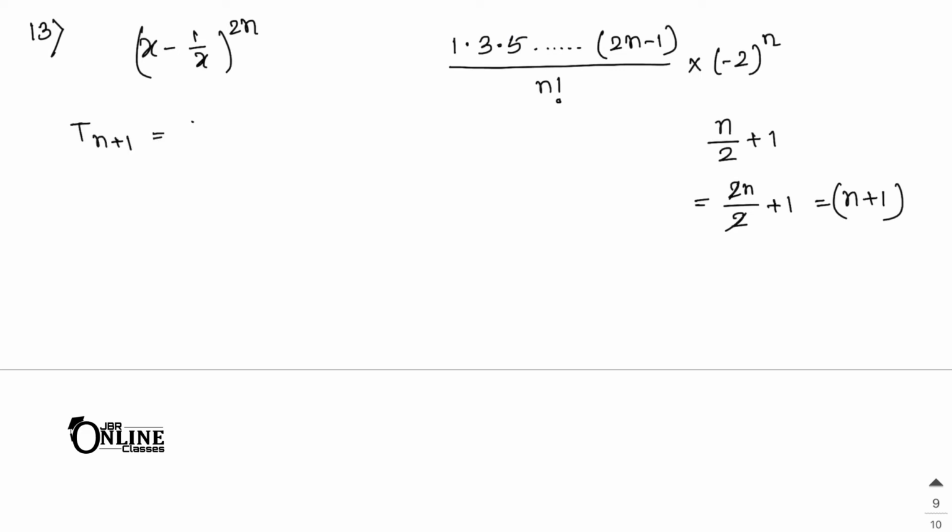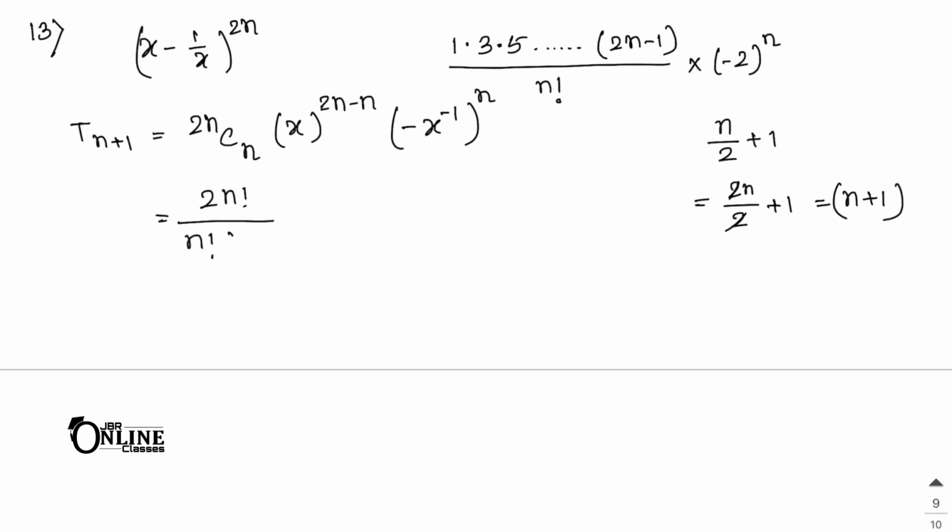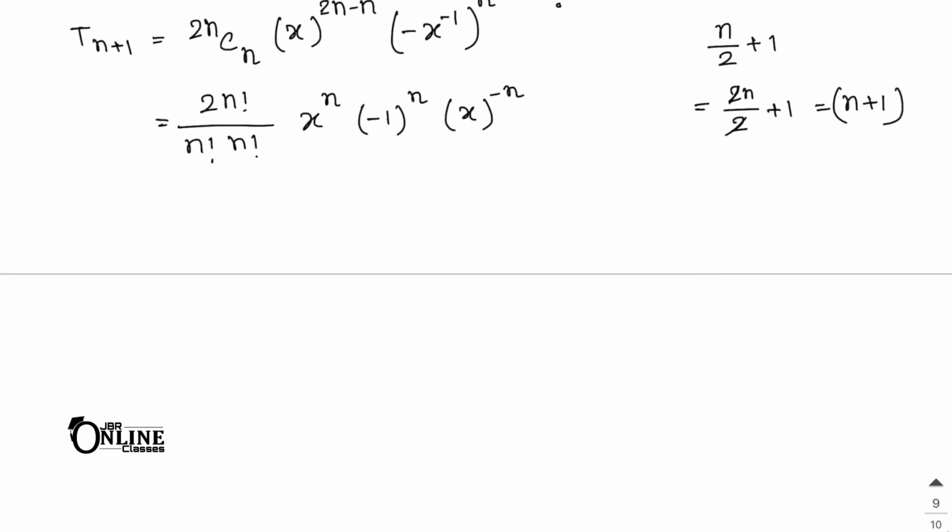So you can write down in this way as 2nCn, then here x to the power 2n minus n, and then here minus x to the power minus 1 to the power n. So write down 2n factorial by n factorial into n factorial. Clear? Then next one here x to the power n, and then minus 1 to the power n, and then here x to the power minus n. Okay, so as here minus 1 to the power n, so write down here minus 1 to the power n, and for that one 2n, you have to write down 2n factorial.